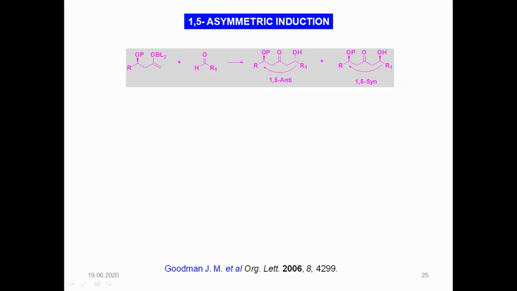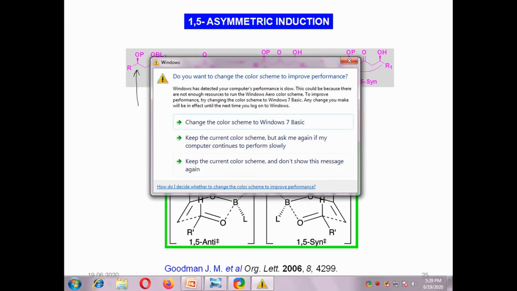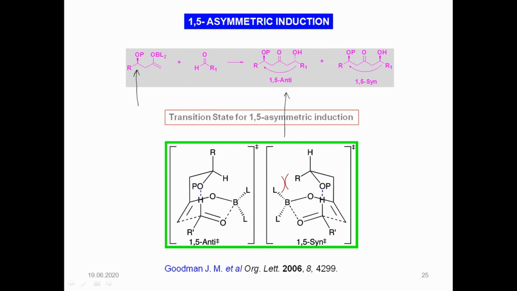So we will go to 1,5 asymmetric induction. Here the enolate is prepared using dibutylboron triflate. Here there is an alkoxy group. If you add this enolate to aldehydes, you will get 1,5 anti as the major product. The corresponding transition states are provided here. According to this, 1,5 anti is the major product. The empirical rule is, if you add an aldehyde to a boron enolate, you will get 1,5 anti.